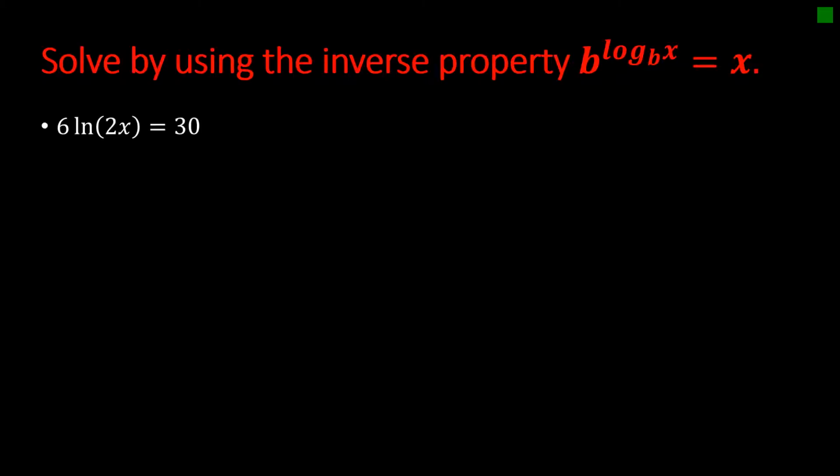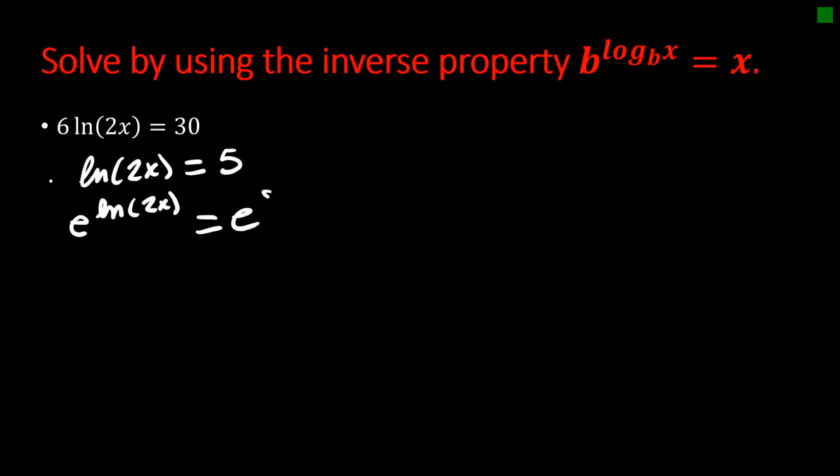We have 6 times natural log of 2x equals 30. So with this problem, the base for natural log is e. First of all, we have to get the natural log on one side. So let us divide both sides by 6. So we have natural log 2x equals 5. Then we can apply base e to both sides. So e and natural log, that cancels. So we have 2x equals e to the 5th, or x is e to the 5th divided by 2.